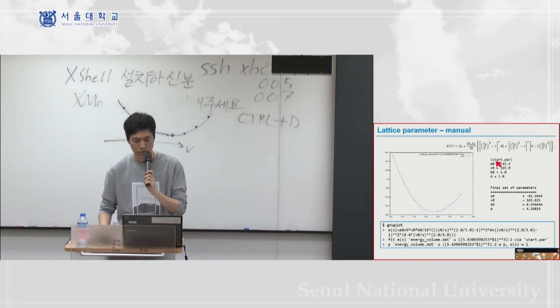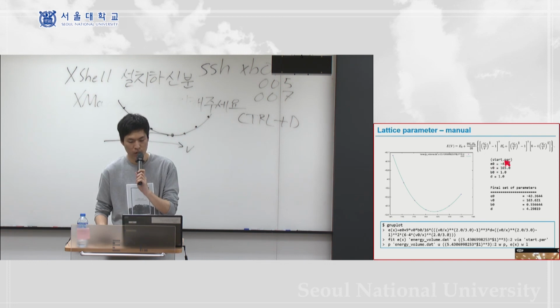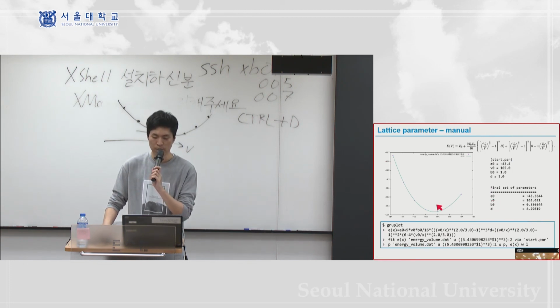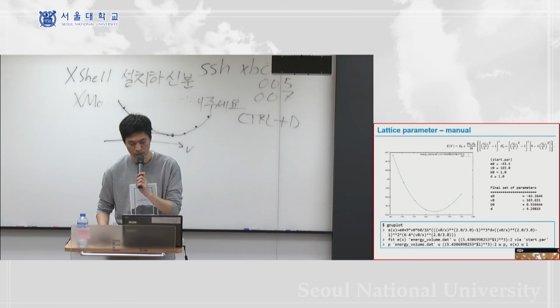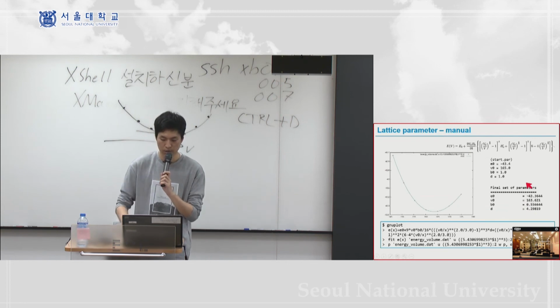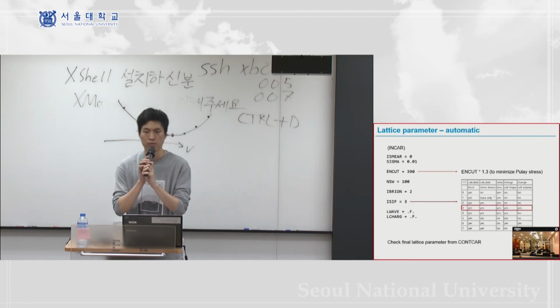So if you write the start.pow file and write these commands into gnuplot, then you can obtain the final fitted parameters. Here you can see the equilibrium volume is 163.621. So this is one way to calculate the lattice parameter, and there is also another way to calculate the lattice parameter.